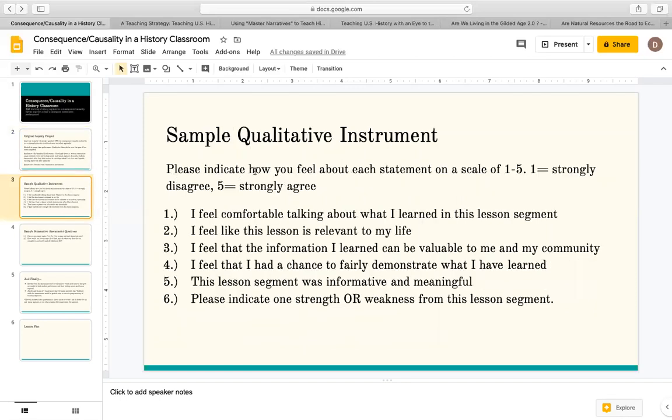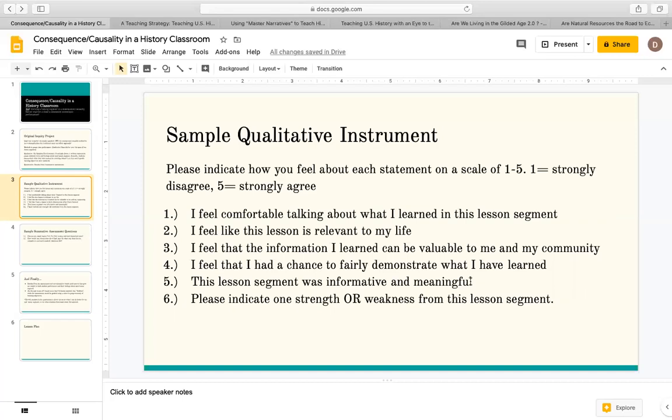But the sample qualitative instrument looks like the following. On a scale of 1, strongly disagree, to 5, strongly agree: Number 1, I feel comfortable talking about what I learned in this lesson segment. Number 2, I feel like this lesson is relevant to my life. Number 3, I feel that the information I learned can be valuable to me and my community. Number 4, I feel that I have had a chance to fairly demonstrate what I have learned. And number 5, this lesson segment was informative and meaningful.